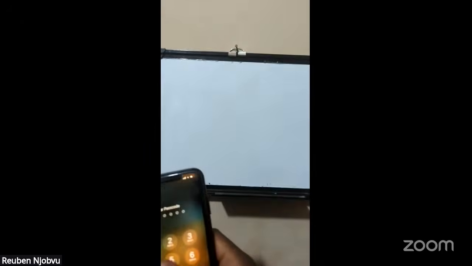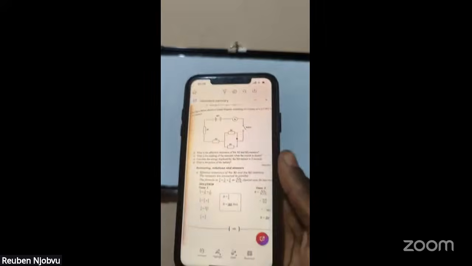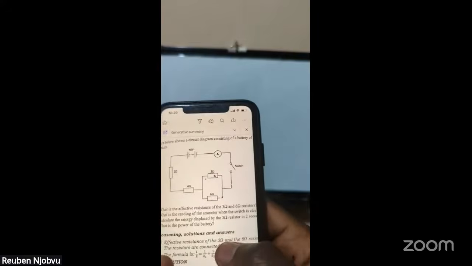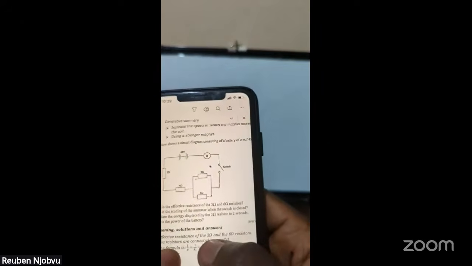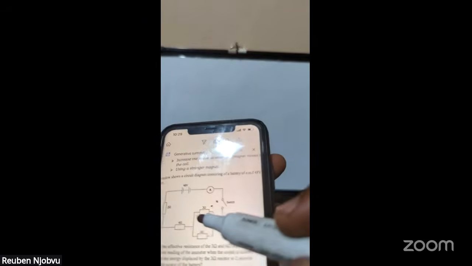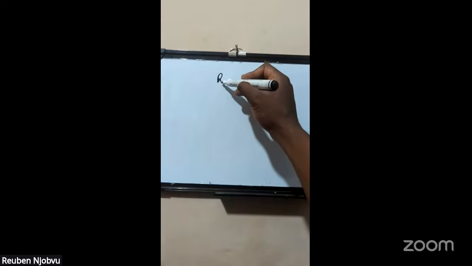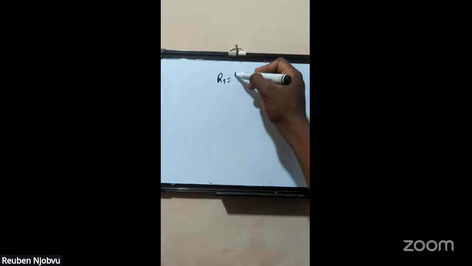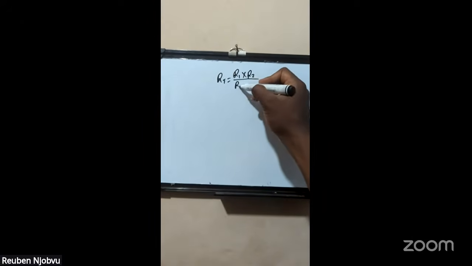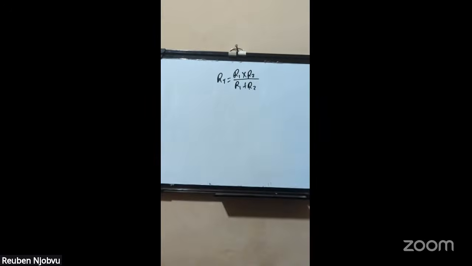Okay, this question is not that bad. It requires you to think, but it has already directed you what to do. So the question is saying, what is the effective resistance of the 3 ohms and the 6 ohms resistor? They mean it is now in parallel. So you say total resistance in parallel is equal to resistance 1 times resistance 2 over resistance 1 plus resistance 2. That's what you do.